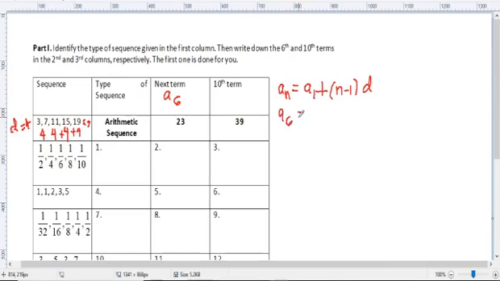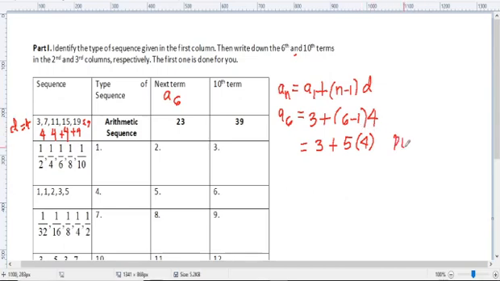a sub 6 equals first term, so yung pinakauna, 3. So, 3 plus yung n, ito, 6 minus 1. So, common difference. Common difference is yung difference ng 3 at 7, 4. Times 4. So, 3 plus 5 times 4. Okay?